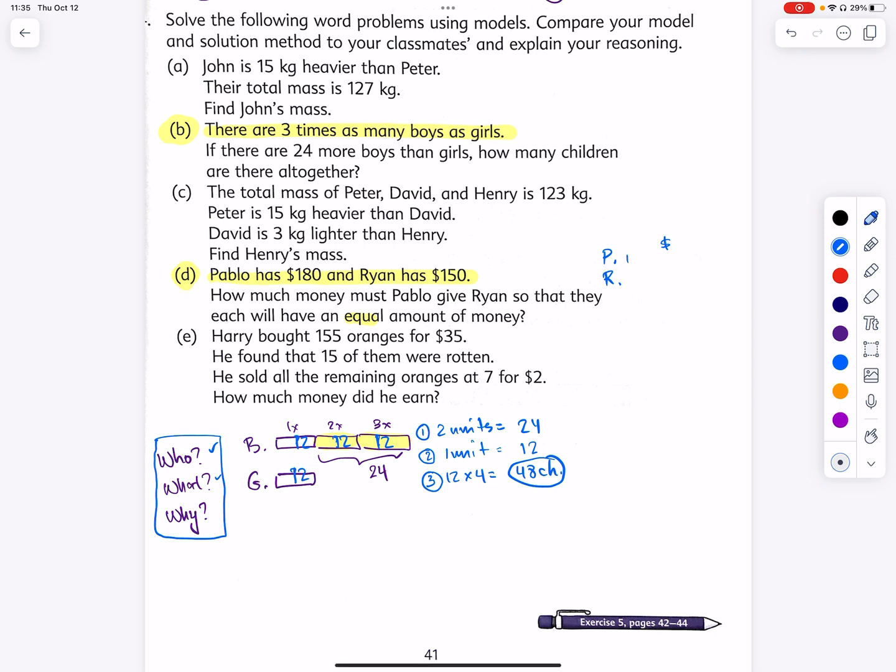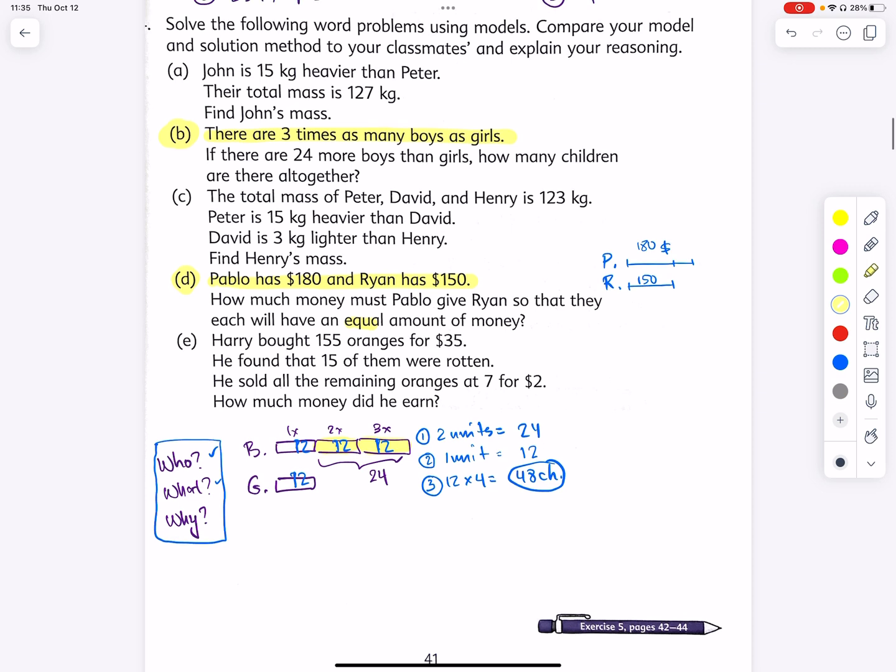So clearly, do we draw the same bars for Pablo and Ryan? No, Pablo has more. He has 180, right? So Pablo has 180 and Ryan has 150. Now we see there is clearly a difference. This is the difference. What is this difference? Well, we know 180 minus 150. We know that $30 is the difference between Pablo and Ryan, right?